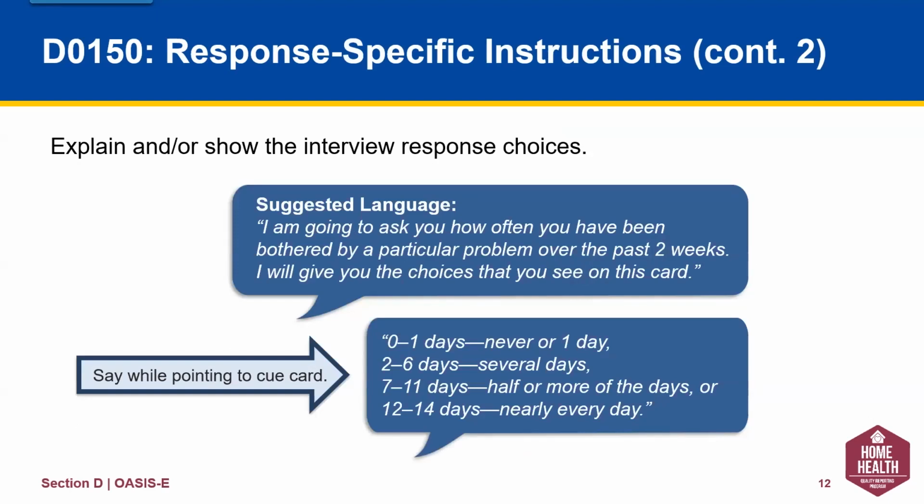It's important to explain and/or show the interview response choices, and the OASIS guidance provides some suggested language here. I'm going to ask you how often you've been bothered by a particular problem over the past 2 weeks, and I will give you the choices that you see here on this card. And then you will show the patient the cue card and describe the response options by saying, your response choices are 0 to 1 day, never or 1 day, 2 to 6 days, several days, 7 to 11 days, half or more of the days, or 12 to 14 days, nearly every day.